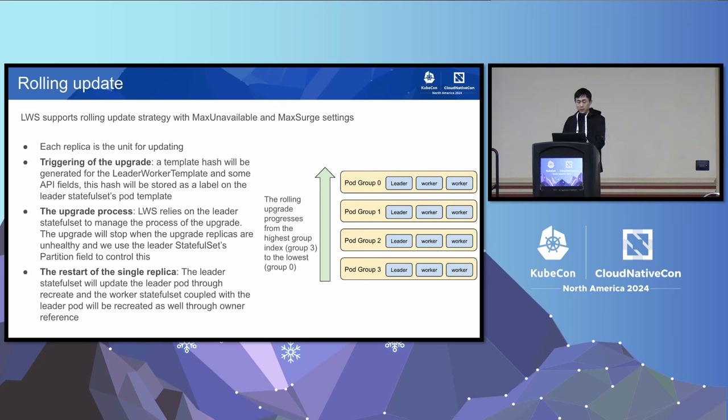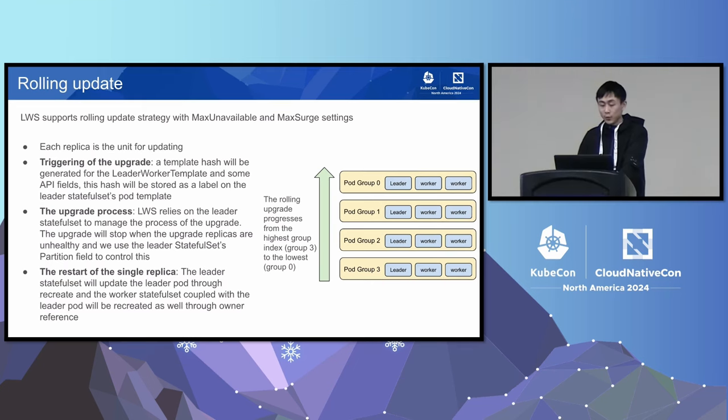For upgrading a single replica, the mechanism is that we restart the upgrading replica by recreating the leader pod. Because the worker StatefulSet has the same life cycle as the leader pod, when we delete the leader pod, the worker StatefulSet is also deleted at the same time. So when we upgrade a single replica, we are always doing it by recreating the entire pod group. On the right side is a picture of how this upgrade process happens.